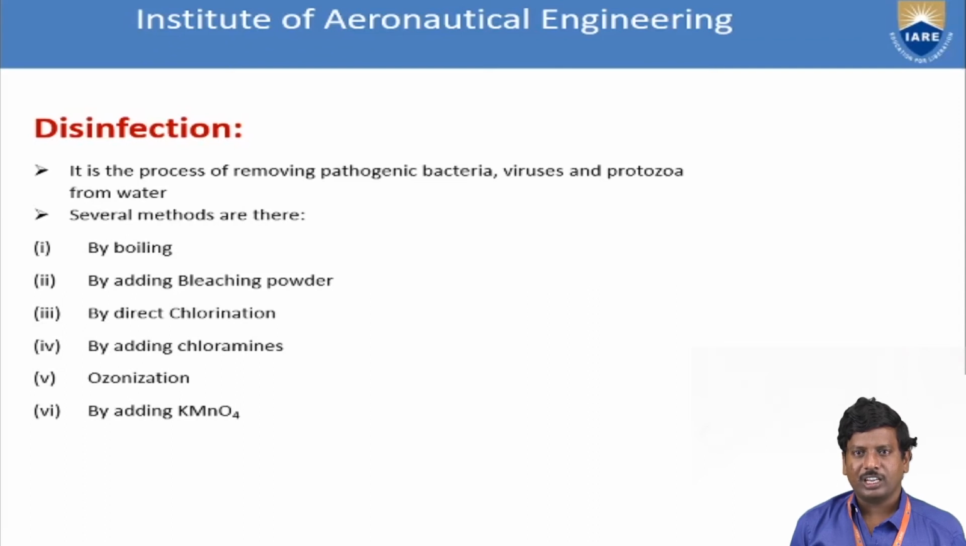And second one is adding bleaching powder. This is the process most probably used in municipal water treatments. They use the bleaching powder in large tanks. It acts as a disinfectant to remove the bacteria. That means chlorine is mainly used as a disinfectant element.